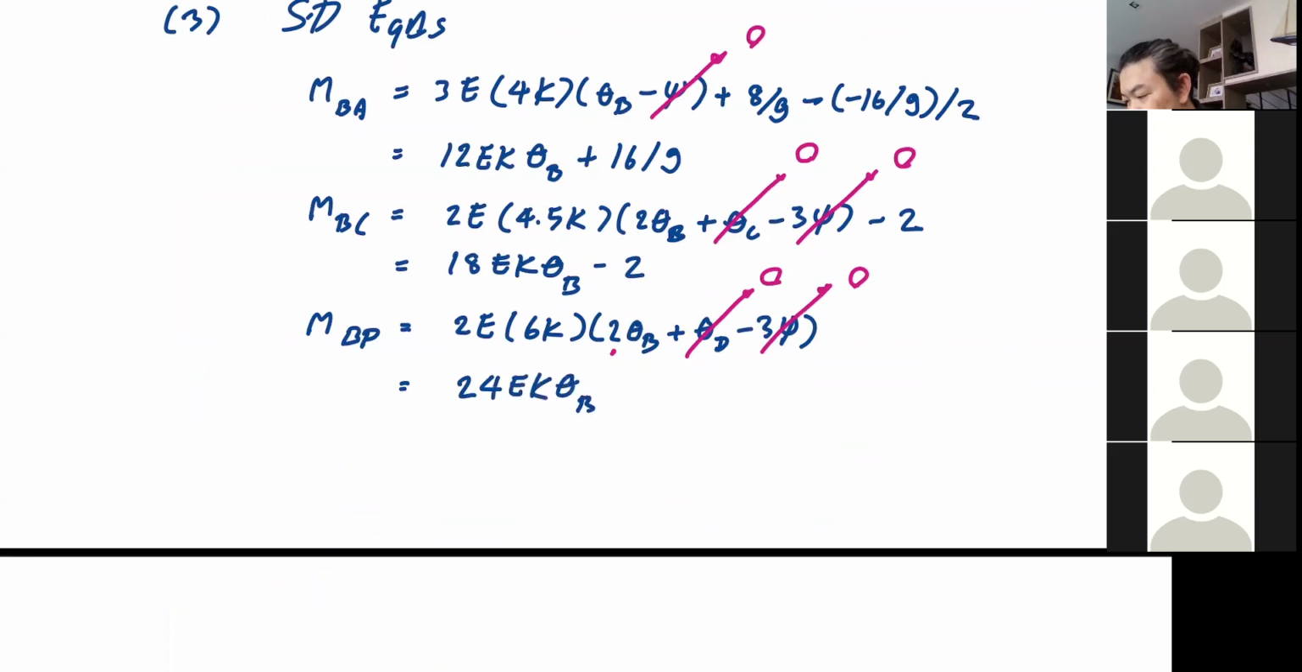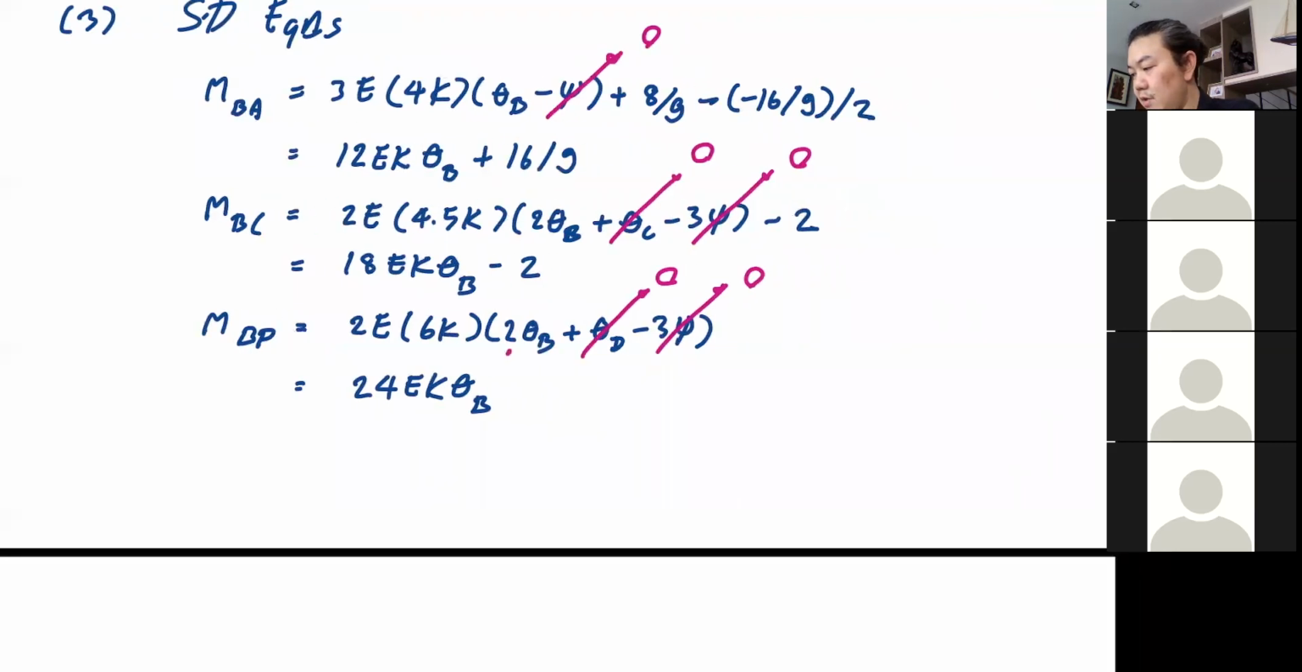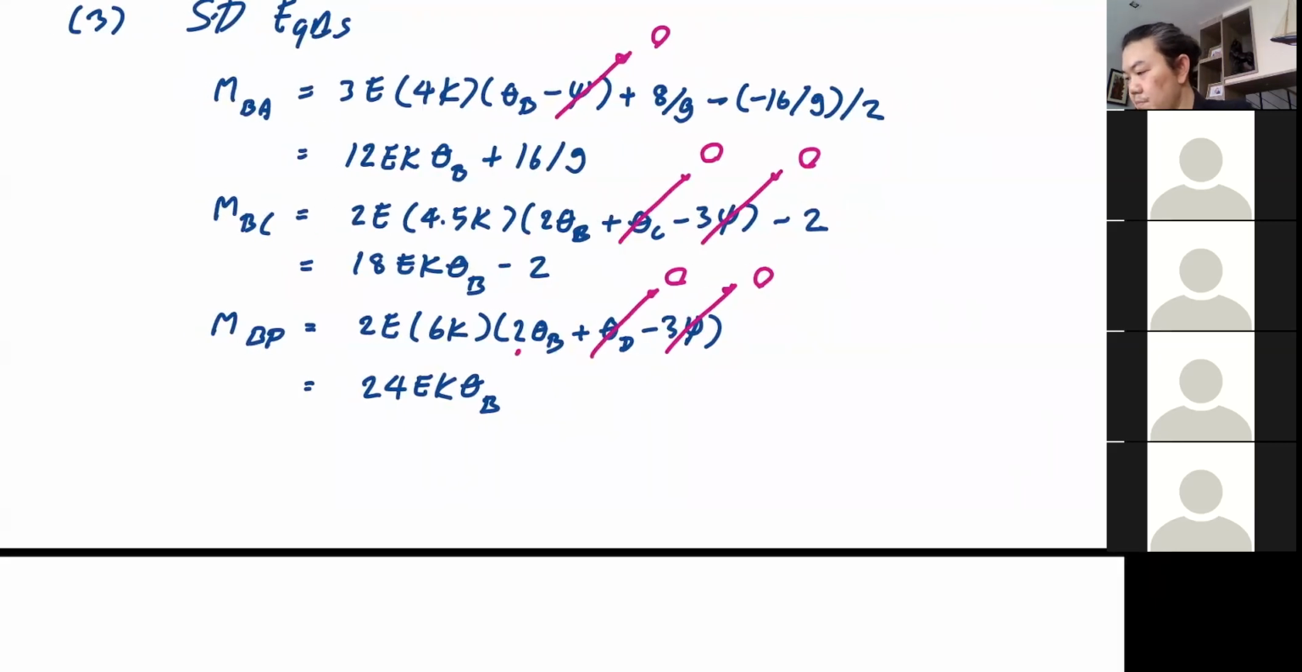24 EK theta B. All right. And if you wish, we can write the MCB and MCD here, because you're going to have to use them to obtain the moment at the fixed point anyway, but they are not going to be part of your equilibrium equation, right? So let's try to write, what is that? MCB, right?